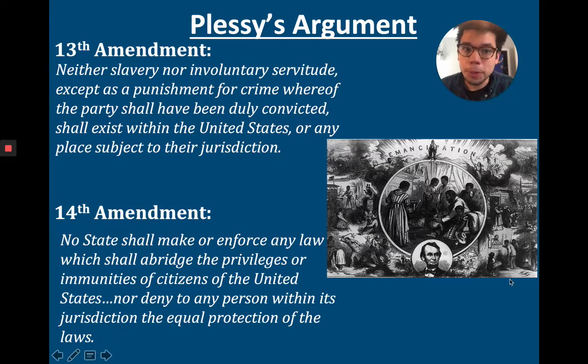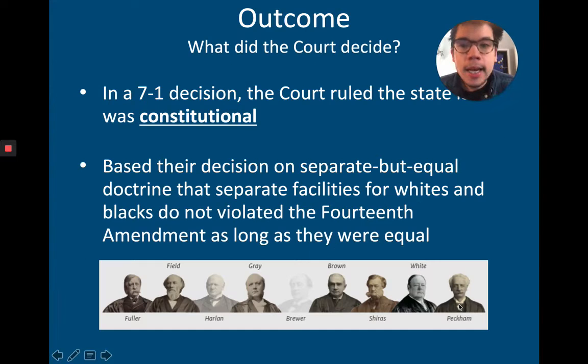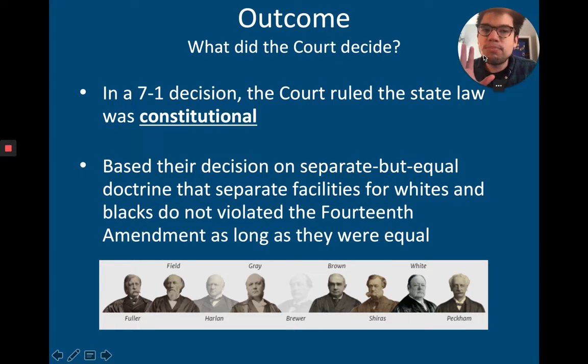So what does the Supreme Court decide, right? They hear his arguments, and they say, first off, the 13th Amendment does not apply here, right? According to the Supreme Court, the 13th Amendment only eliminates slavery, and you're not a slave, therefore we don't even need to worry about the 13th Amendment; it doesn't matter here. As to the 14th Amendment, they say the state is not depriving you of equal rights.